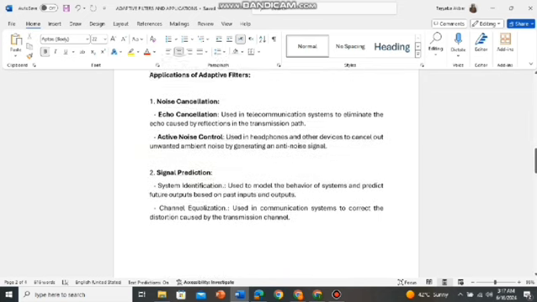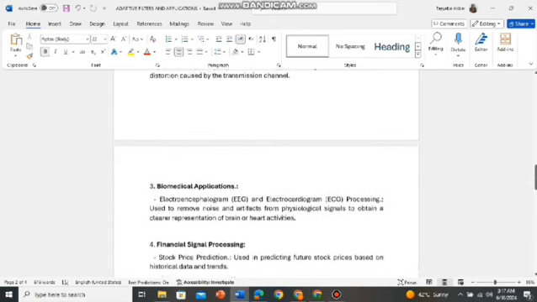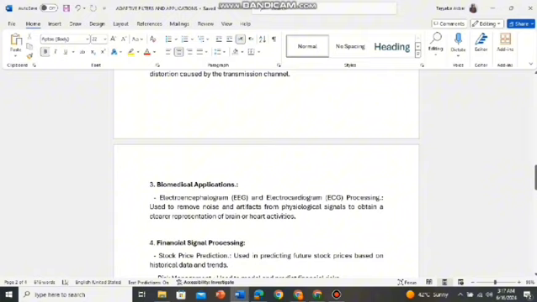The next one is signal prediction. We can predict signals from their future and history values, and we can predict the current value to identify the system or for channel equalization. The next is biomedical application. We can use it in EEG or electrocardiogram, ECG, processing to remove noise and physiological effects.